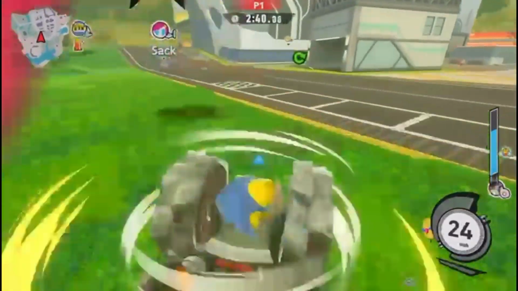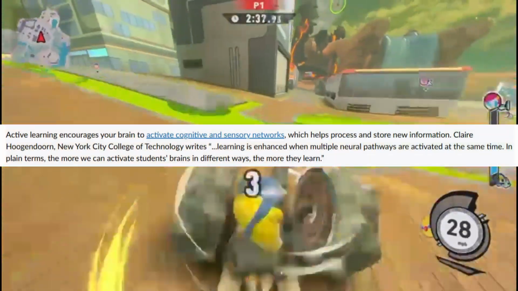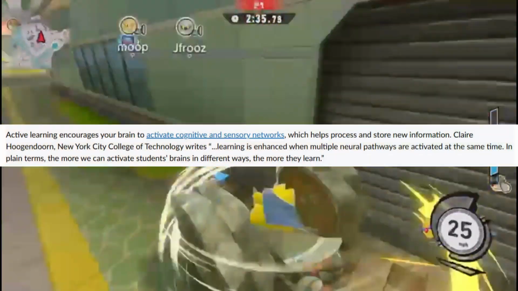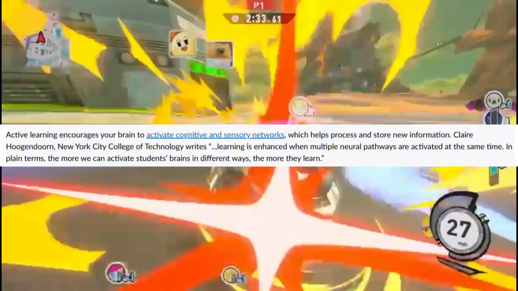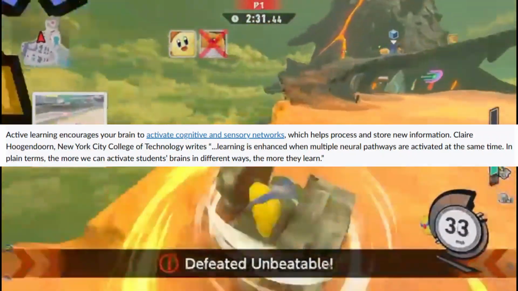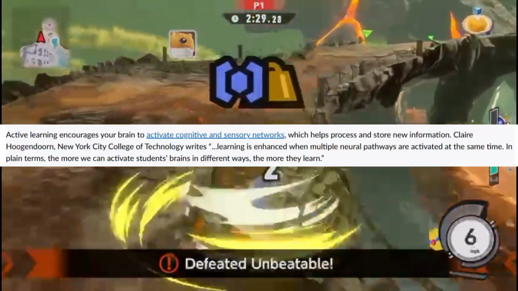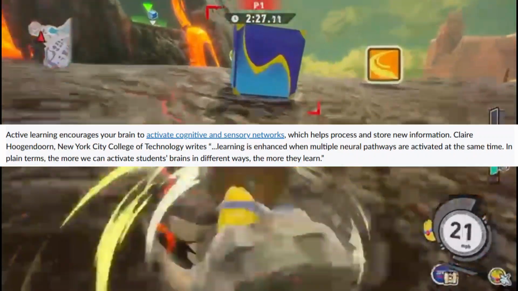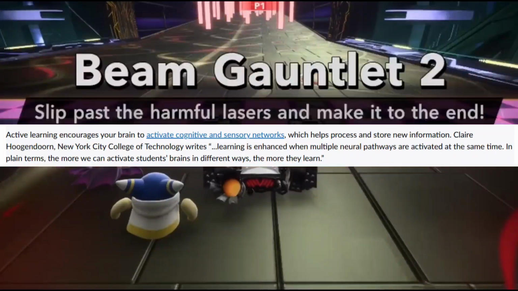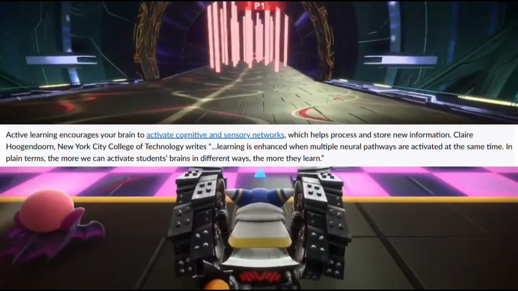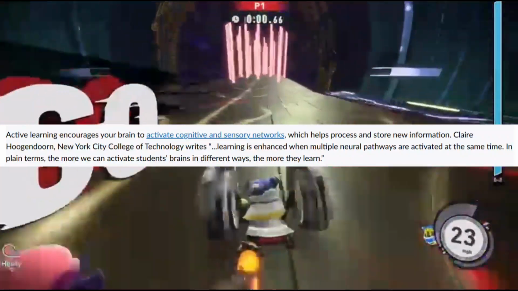So active learning basically encourages your brain, or more specifically your students' brains, to activate cognitive and sensory networks. What this means is that not only are the students learning the content itself, but they're also understanding how to connect it to any possible future content or realizing its applications in real time.